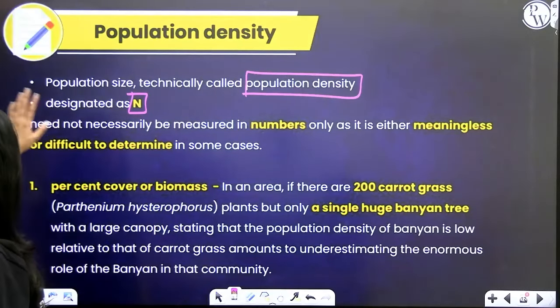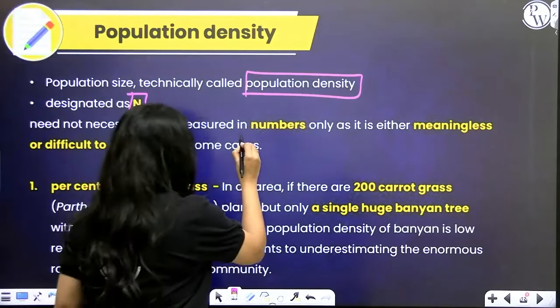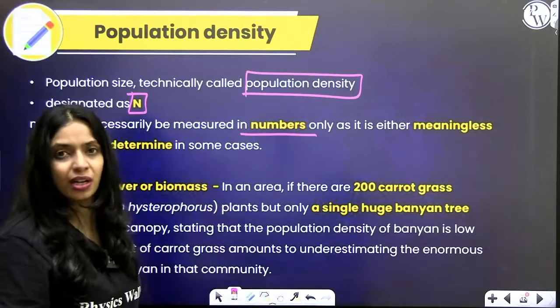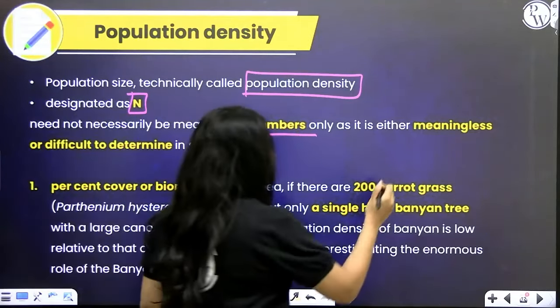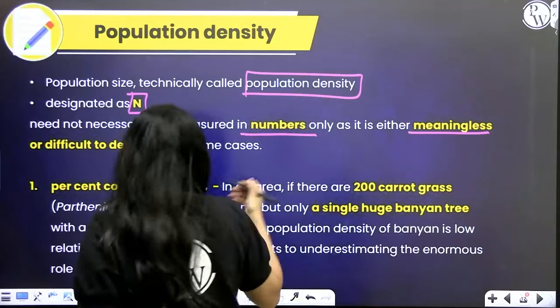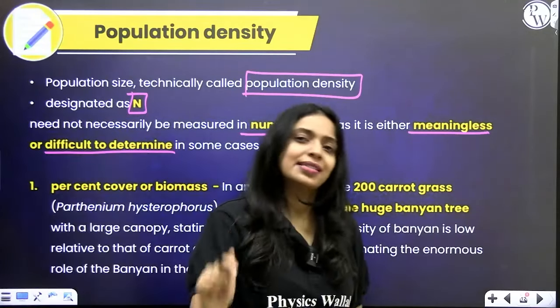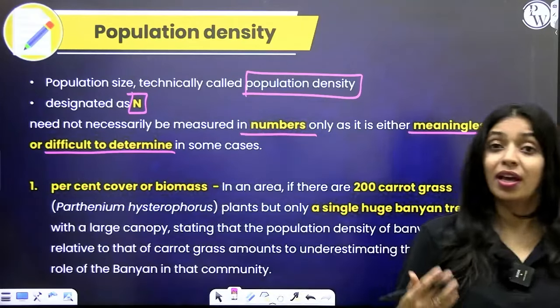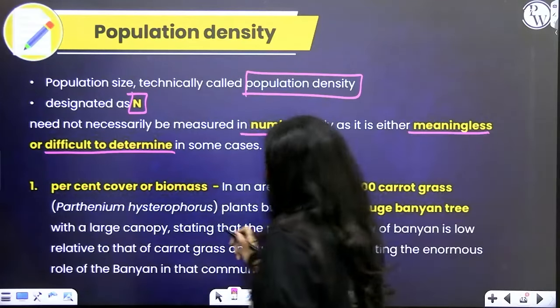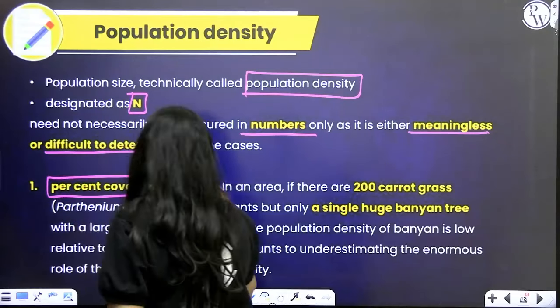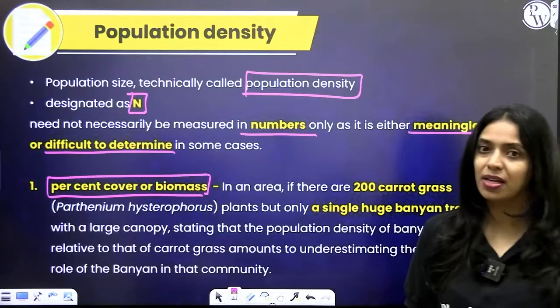Like I already mentioned, it need not necessarily be measured in numbers. Mostly it is measured in numbers, but sometimes measuring numbers could be meaningless or very difficult. In such cases, what do we do? What else can be done? What could be done is you can measure the percentage cover or biomass.